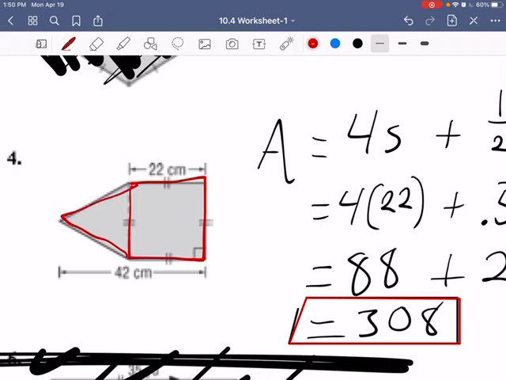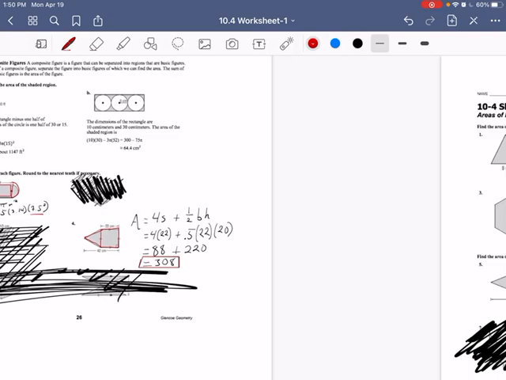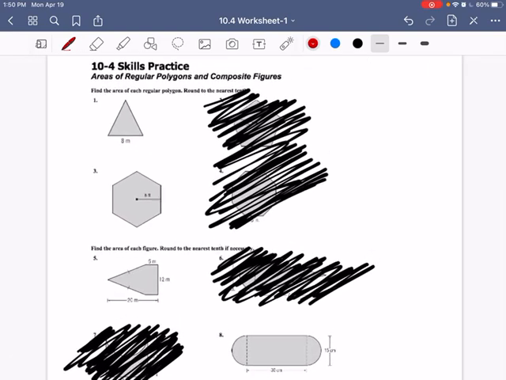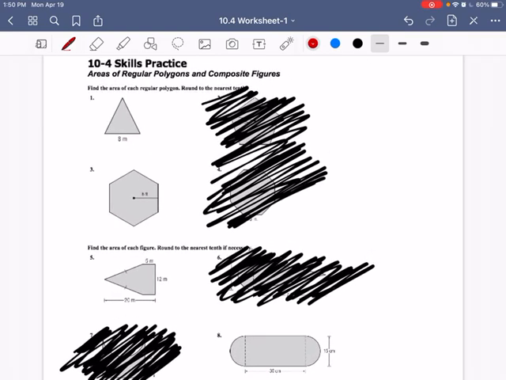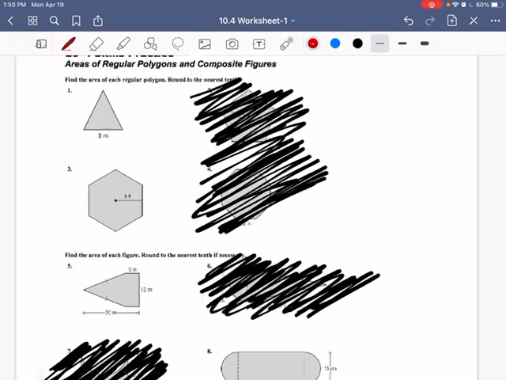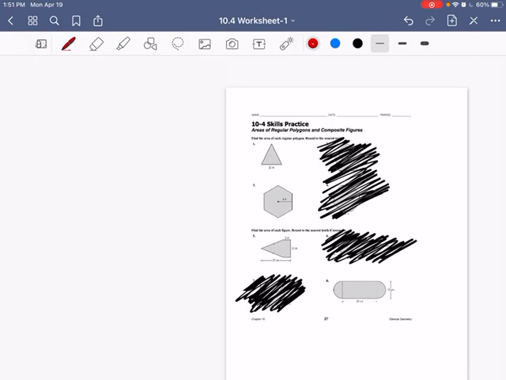After that, you've got the last page here, and I want you to do 1, 3, 5, and 8. You should be able to work on those as easily as we did the rest of this. Okay. If you have any questions, feel free to let me know.